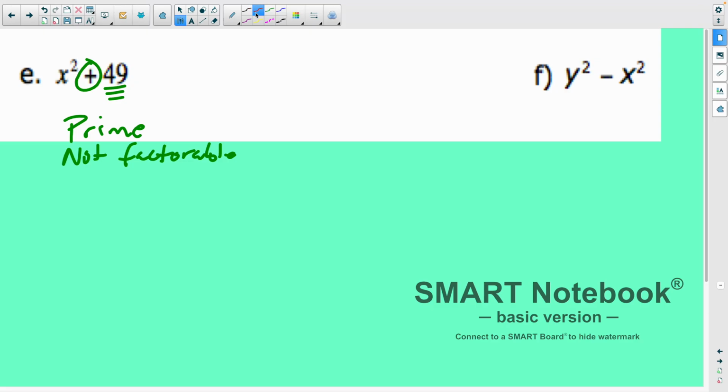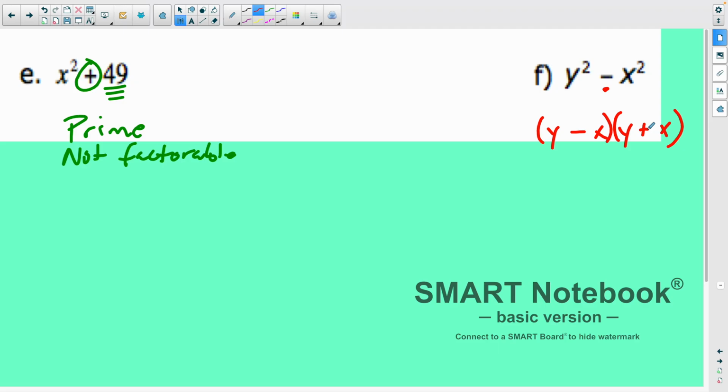Now, this last one that we have, got y squared minus x squared. That is two squares. There is a negative. It's a subtraction. So y times y, x times x, one positive, one negative. There it is. Don't let that confuse you that there's no numbers in that one.